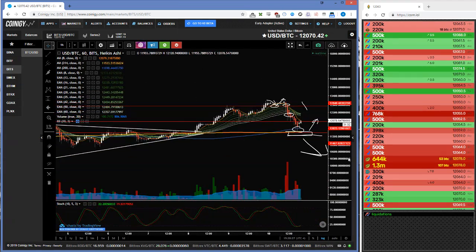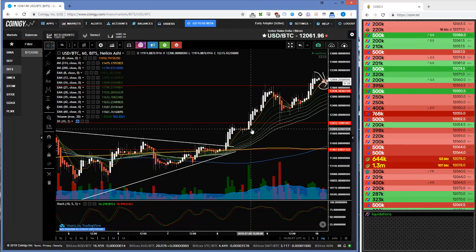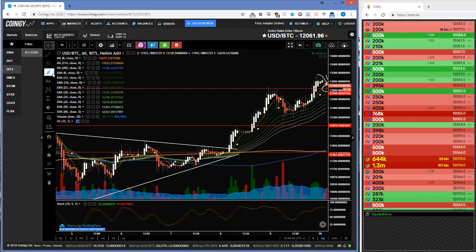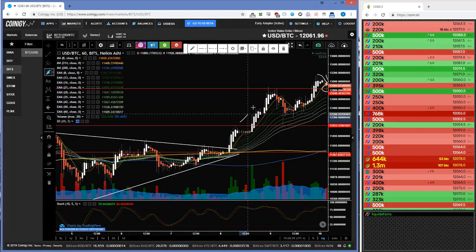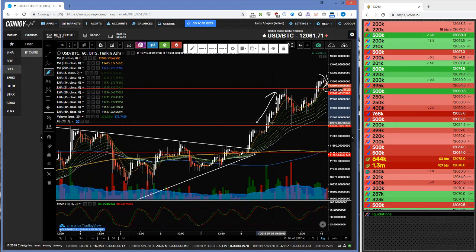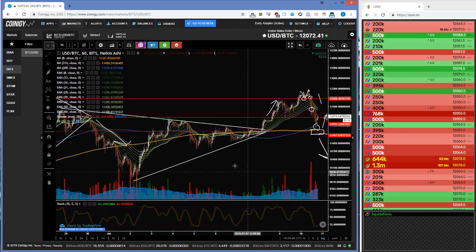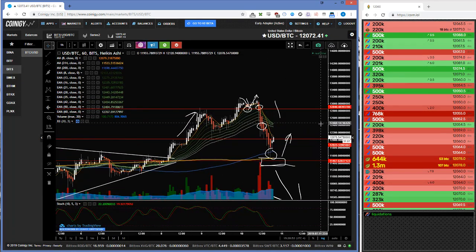So we look and we see that as soon as 12K broke, we go straight up to the next resistance, because we are invalidating the breakout. We have a breakout one way, it reverses, and then it busts the breakout.